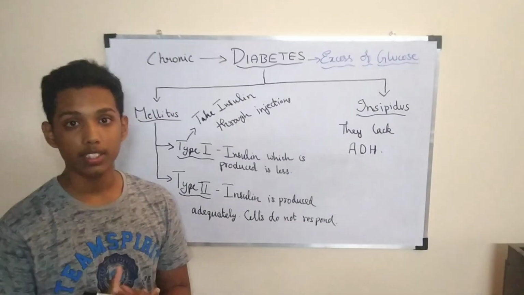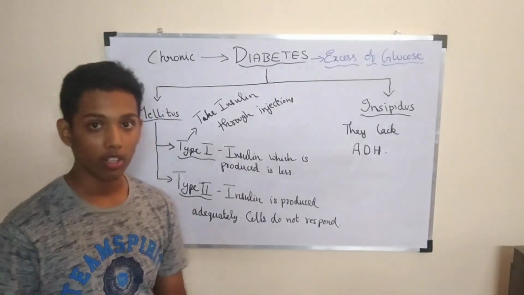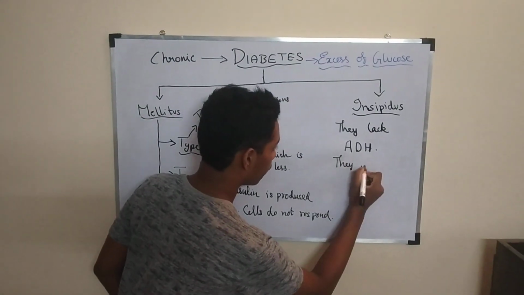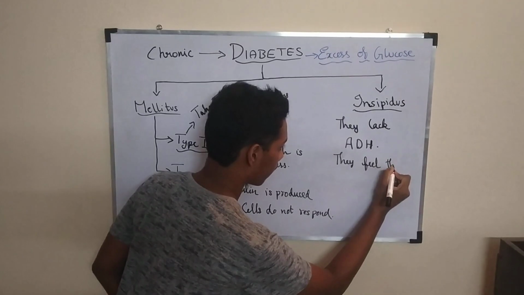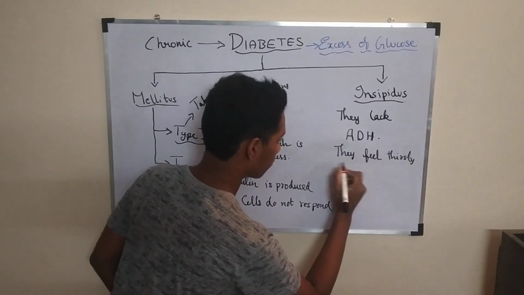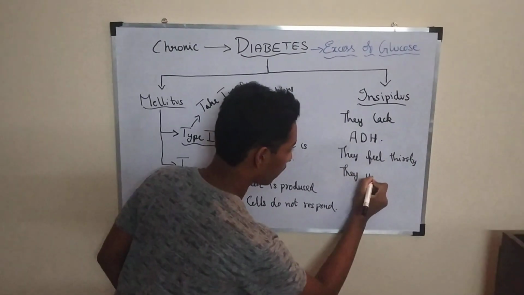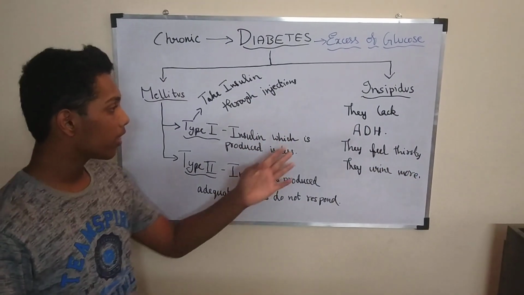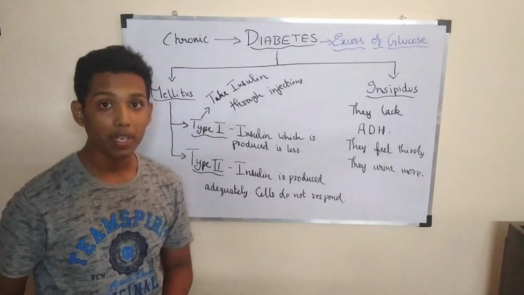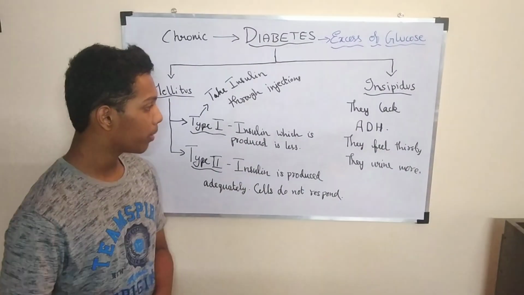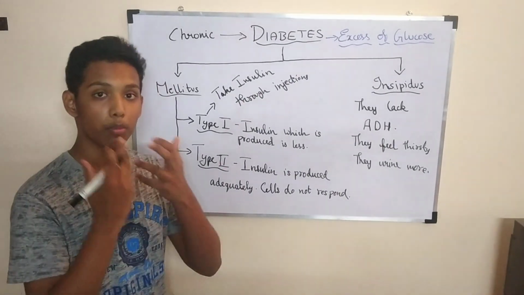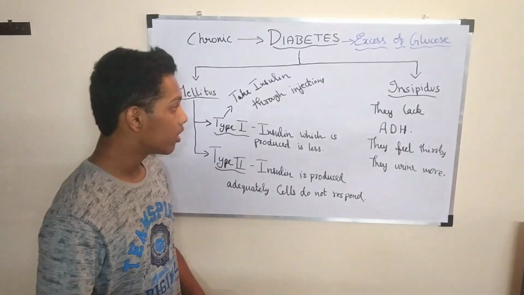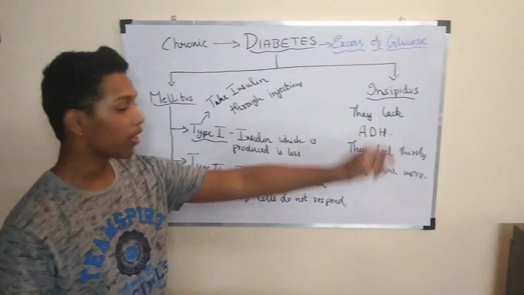I told you what the symptoms are if you do not have ADH hormone. They continuously drink water, they feel thirsty, they urinate more. That's it, right? There is no ADH hormone, so there won't be any reabsorbing of water from the forming urine. So they keep on drinking water, they keep on urinating more and more, and they feel thirsty all the time. So these people lack ADH and they suffer from insipidus.